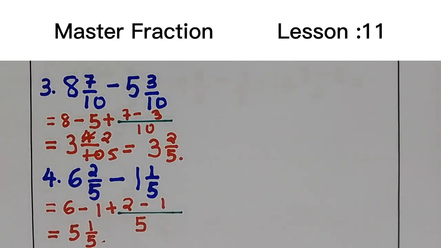Hope you understand subtracting mixed numbers with the like denominator. First step, we subtract the whole number. Second step, we subtract the fractions and keep the denominator the same. At last, we simplify the answer.